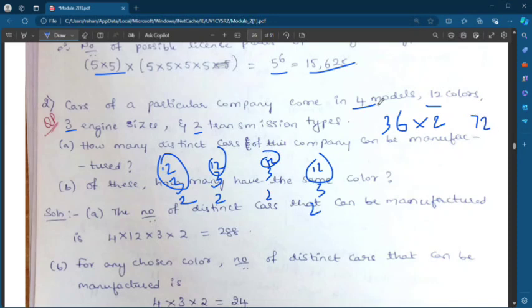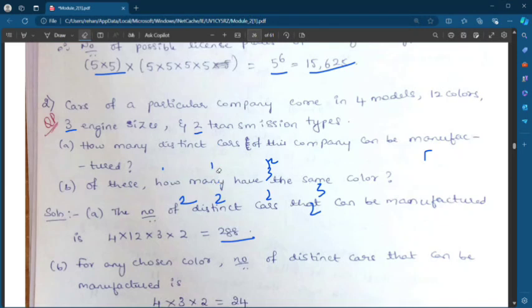Now in one model I have 72 distinct cars. So 4 models are there, so I will take 4 into 72. Okay, so that's my answer. The same way, if you do 4 into 12 into 3 into 2, you will get 288. 72 into 4 is also 288. Same way I just wrote here. See here, 36 was there. How did 36 come? 3 into 12, right? 3 into 12, and then again I multiplied by 4. You are understanding, right? I hope you understood what I explained here just now.